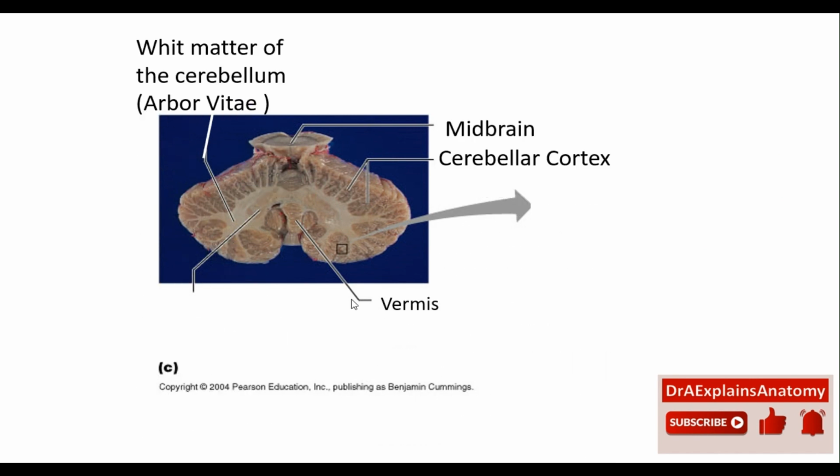Some confuse the deep cerebellar nuclei, which is darker in color, with the arbor vitae, which is lighter in color because it is rich in myelinated axons. These in red are the blood vessels. Also, we mentioned earlier that the midbrain, the pons, and the medulla oblongata all form the brain stem.